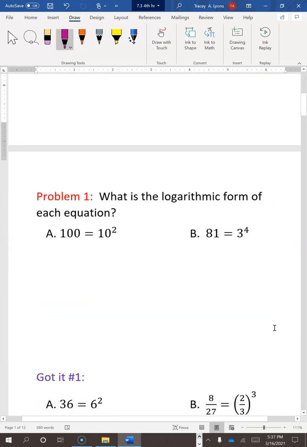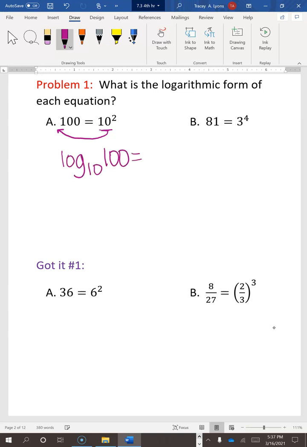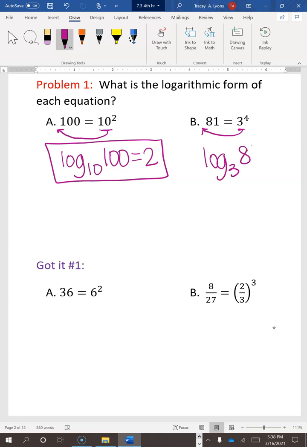So let's look at a couple examples. What is the logarithmic form of each equation? We're trying to write the log, so we're going to go backwards. The base of the exponent becomes the base of the log, so we're going to swing that base back over. Log base 10 of 100 equals 2. That's all you do. The base of the number becomes the base of the log. So log base 3 of 81 equals 4.